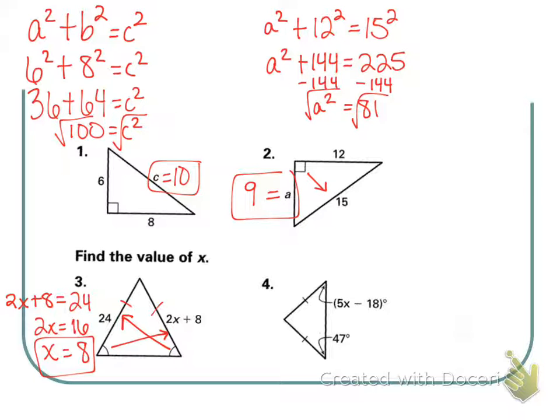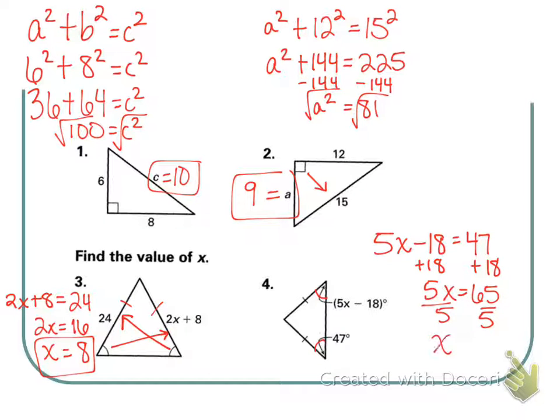Same kind of situation on number 4, except this time we have the sides congruent. So that means that the angles across from those sides have to be congruent. So again, we end up with a pretty easy equation to solve. We would add 18 to both sides. So 5x equals 65. When we divide, we get x equals 13.